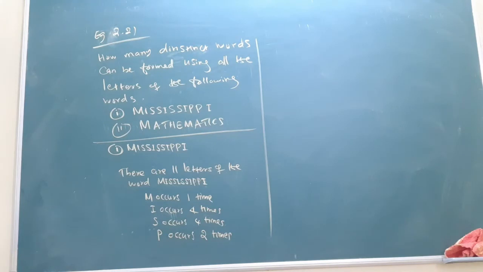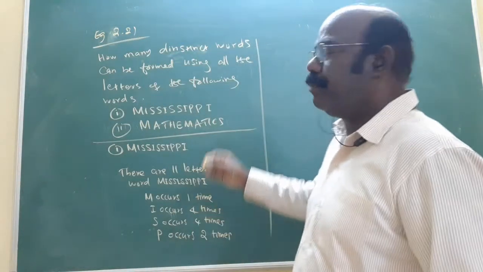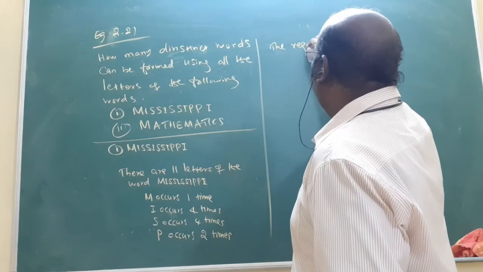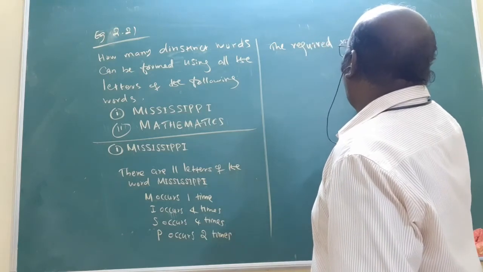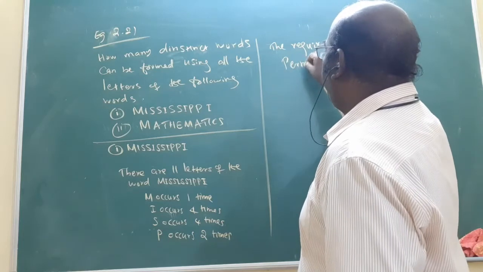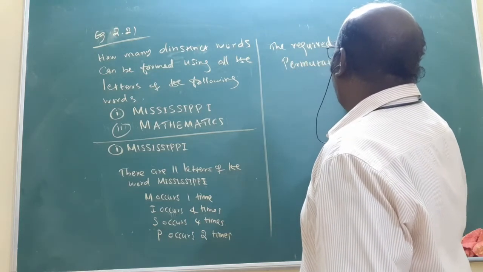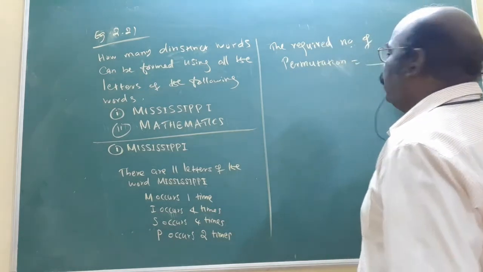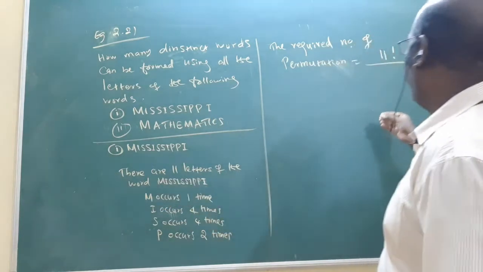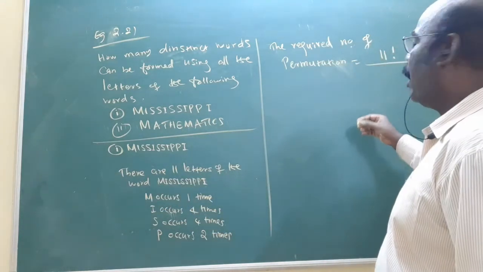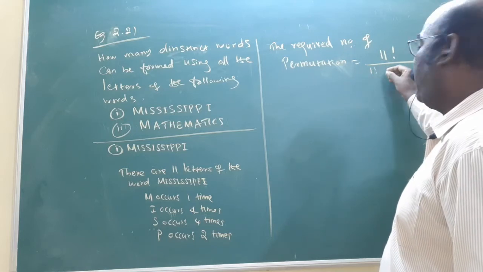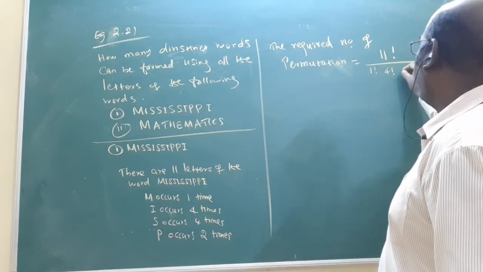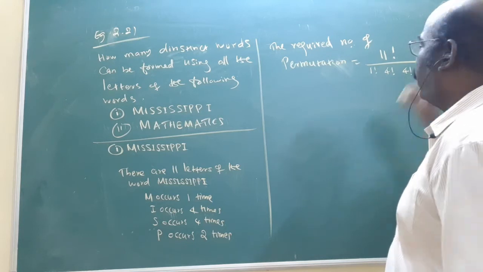Now what is being asked? How many distinct words? That means the permutation is being asked. The required number of permutations is simple: numerator total number of letters, 11 factorial, divided by M occurs one time so 1 factorial, then 4 factorial into again 4 factorial into 2 factorial. This is the answer.